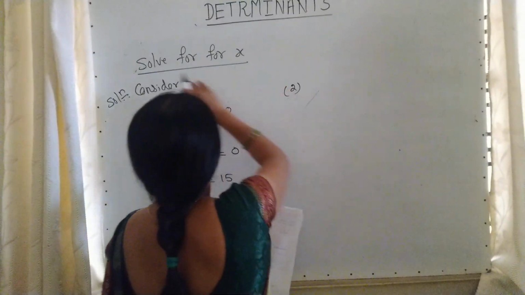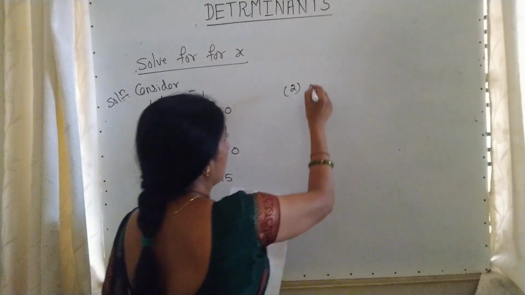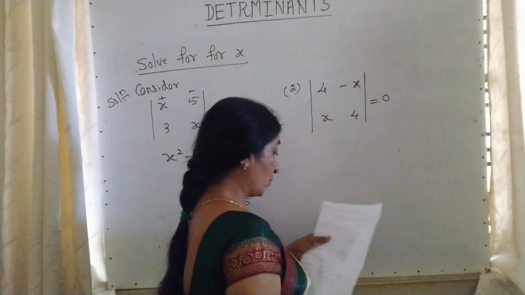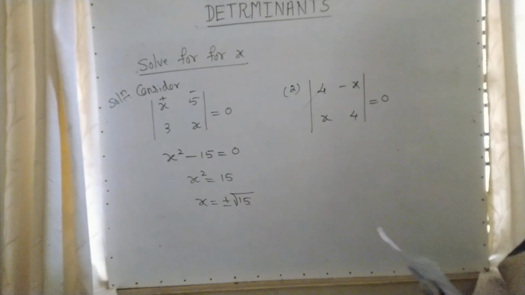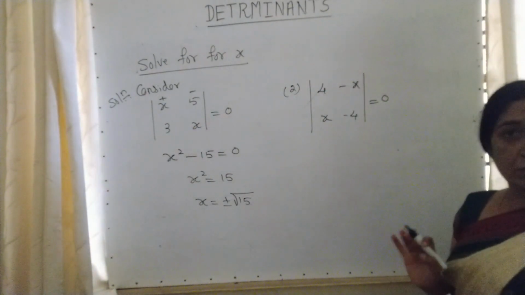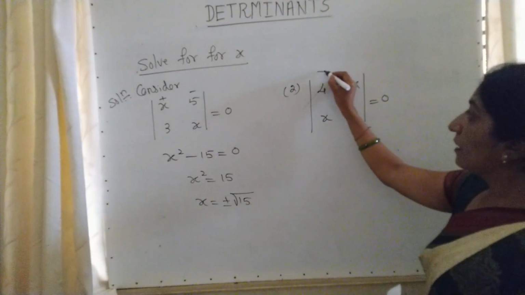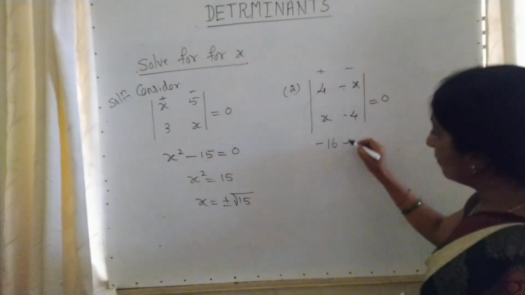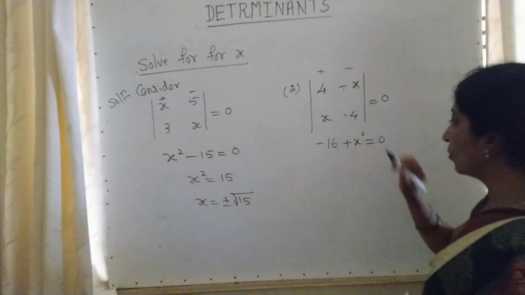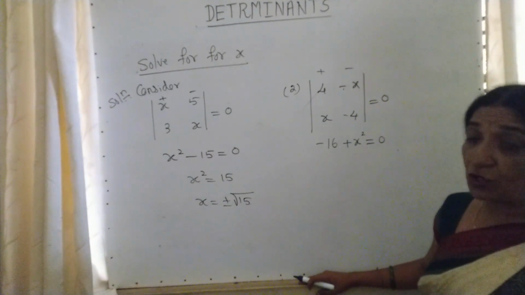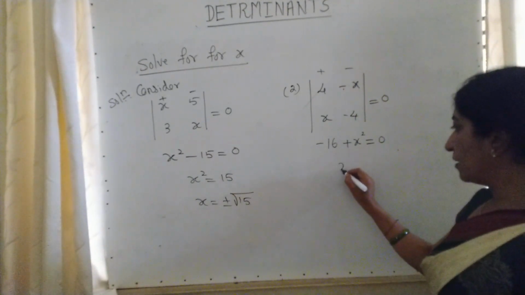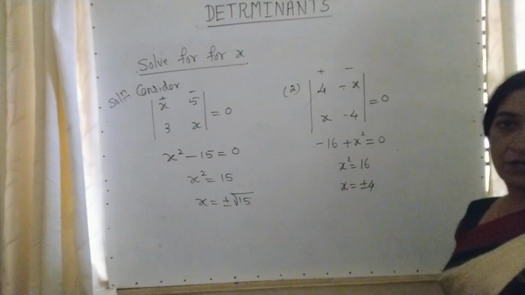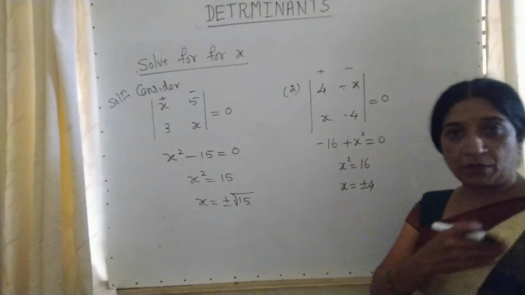Second question, in the same category, solve for x. I am giving you the next one. 4, minus x, x, 4 is equal to 0. Here also, as usual, it is minus 4. We have to write LHS as well as RHS. After writing, expand the left part. It is minus 16. Minus, this minus and this minus becomes what? Plus x square is equal to 0. See why I wrote directly? I think now you are familiar with how to write. Then what is x square? x square is 16. x is plus or minus 4. I am sure now you are following each and every problem.